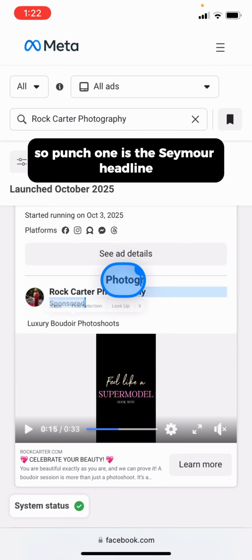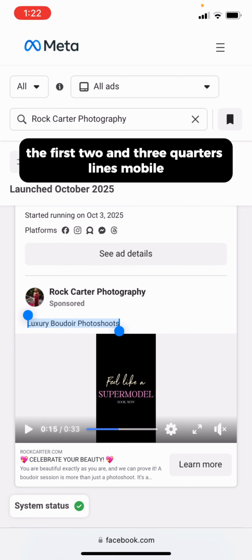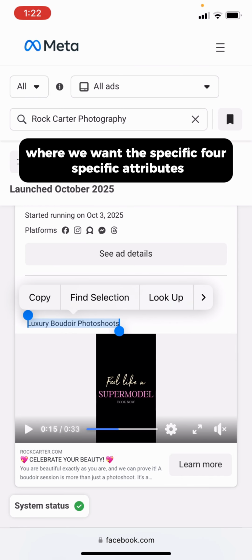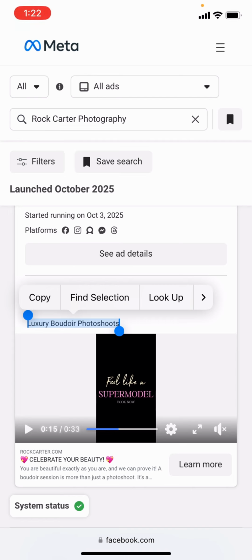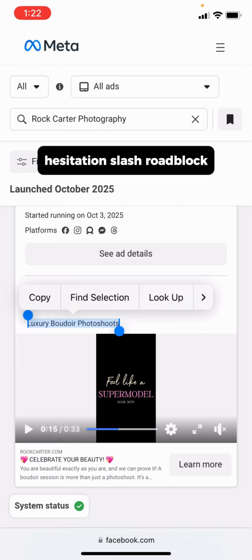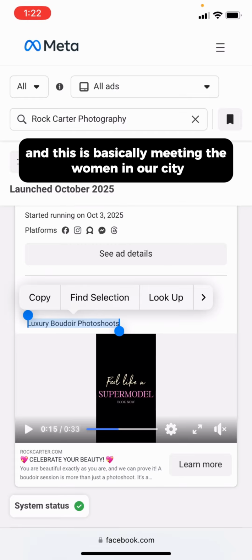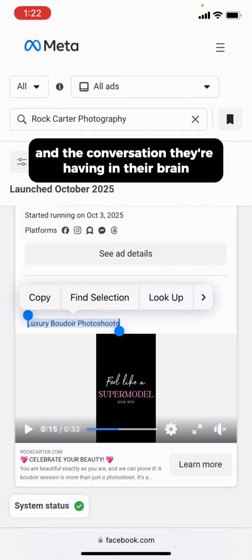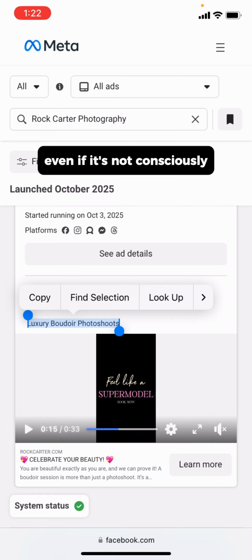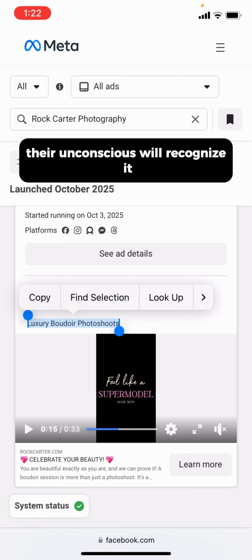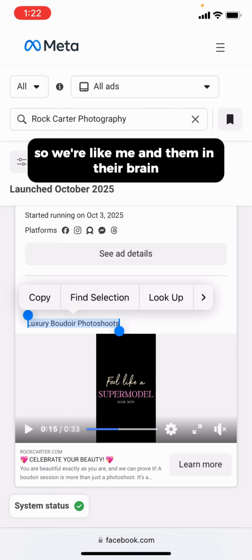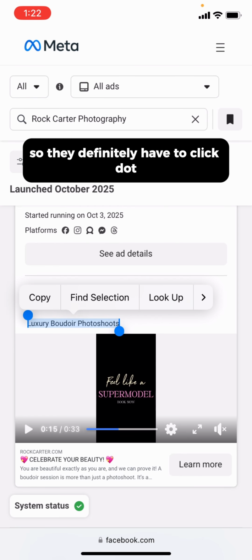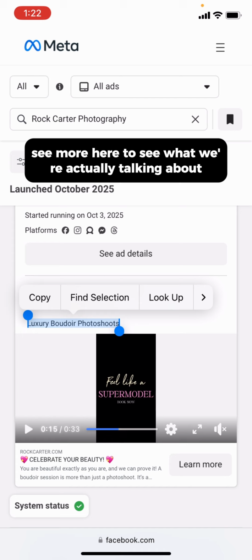So punch 1 is the See More headline up top, the first 2 to 3 lines on mobile, where we want the 4 specific attributes: the who, the negative, the positive, and the hesitation/roadblock. And this is basically meeting the women in our city in the conversation they're having in their brain, what they're actually saying to themselves, even if it's not consciously. If it's unconscious, their unconscious will recognize it when they read the words about it. So we're meeting them in their brain, so they definitely have to click See More here to see what we're actually talking about.